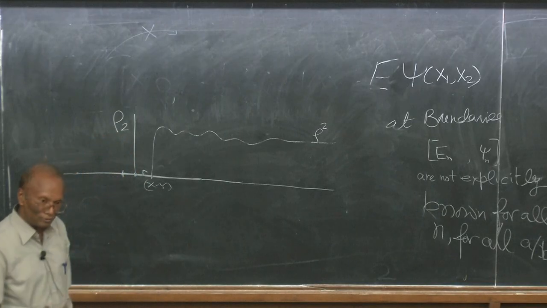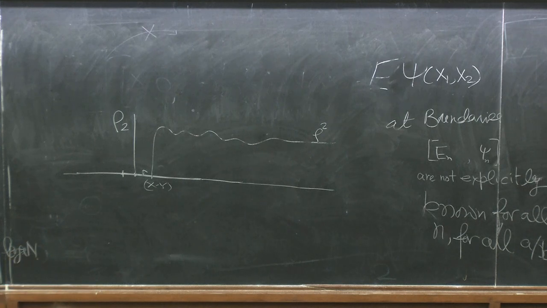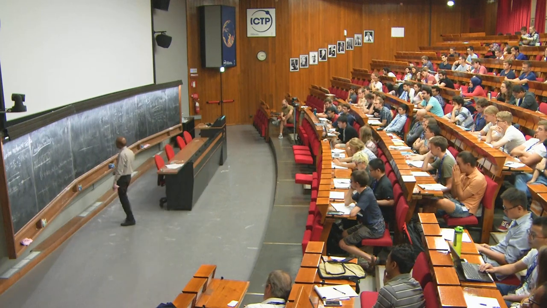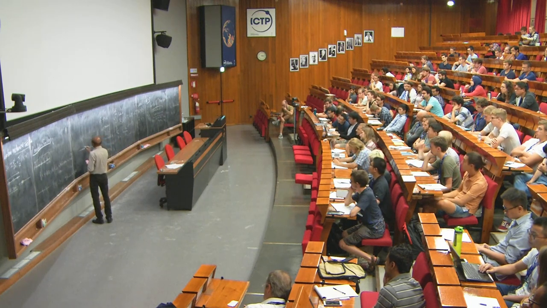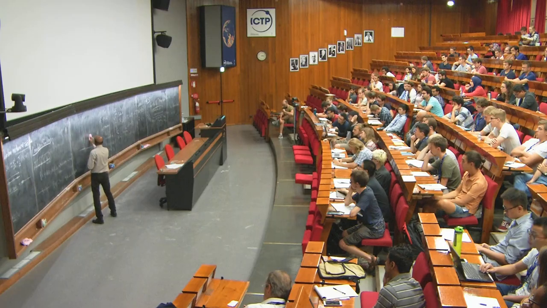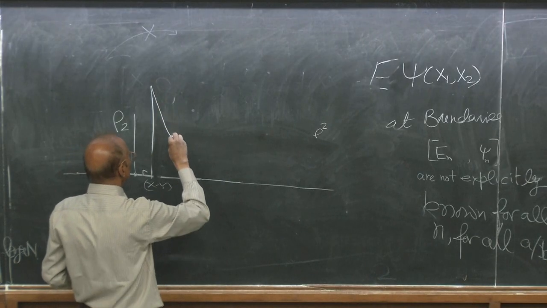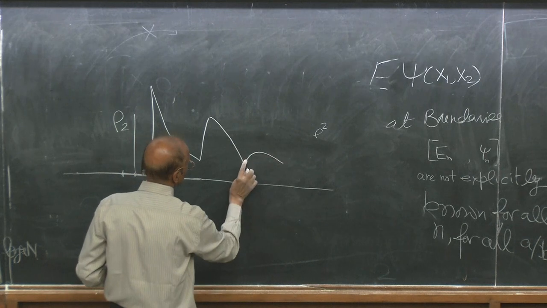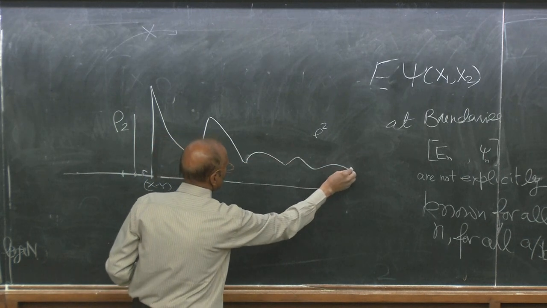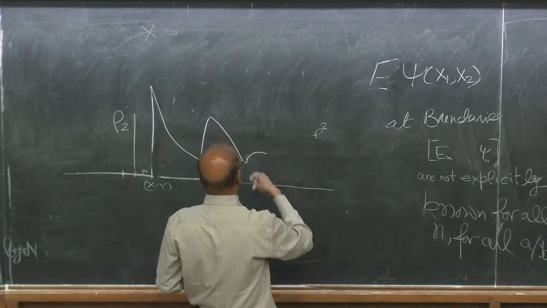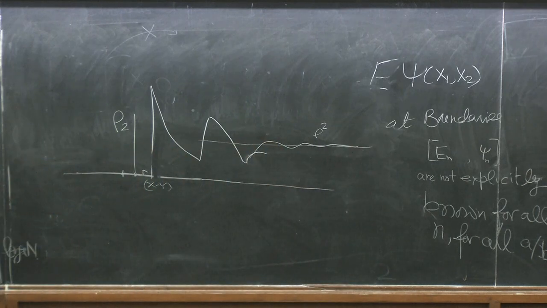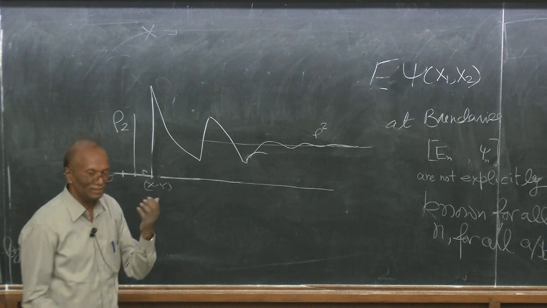It turns out, we will show this eventually, but even if you don't follow the details of the algebra later, this point should be clear. We will find that rho has a very interesting structure. It's 0 up to here. Then it shoots up to a very large-ish value, and then it kind of goes down like this. And then shoots up and goes down like this. And then it goes down maybe, and tends to an asymptotic value.